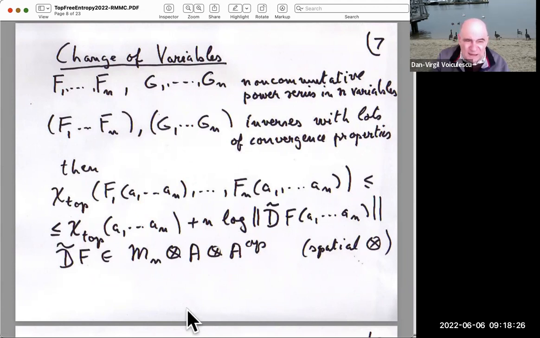Only in this way you get an element in the n by n matrices with entries in the C-star algebra A tensor A opposite, the tensor product being the spatial tensor product of C-star algebras. And then one takes the norm of this differential Jacobian, as you want to call it. So the topological free entropy after change of variable is bounded by the initial one plus n times the logarithm of the norm of the Jacobian.